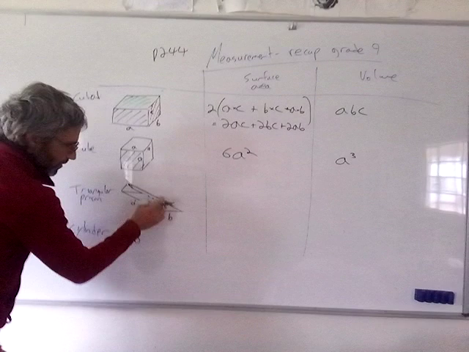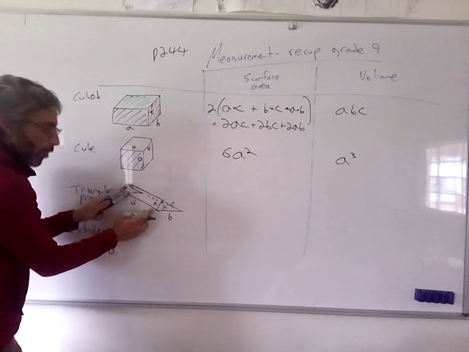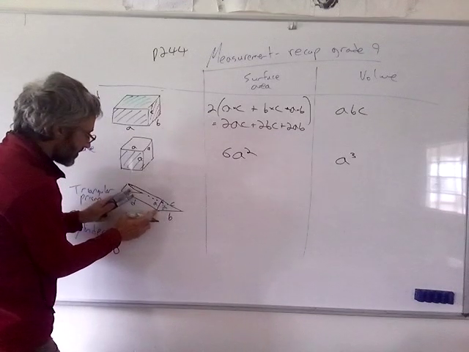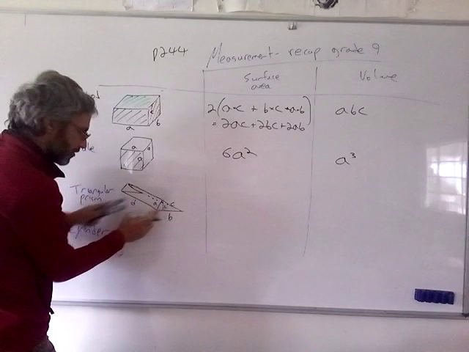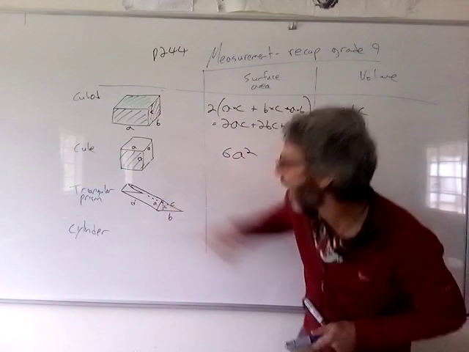Right. So this side is A, this side is B, this side is C. The distance between the two bases, right? That's one base, the back base, the front base. The distance between them is D, okay? And H is the height of this triangle.